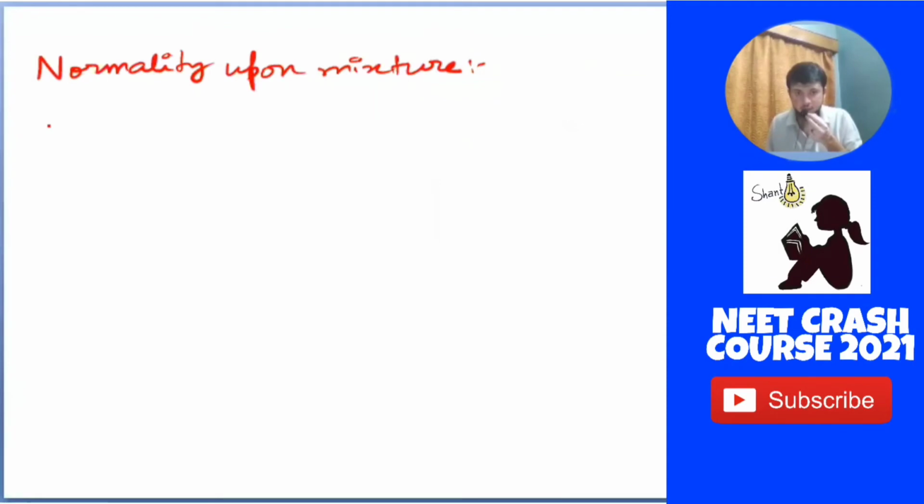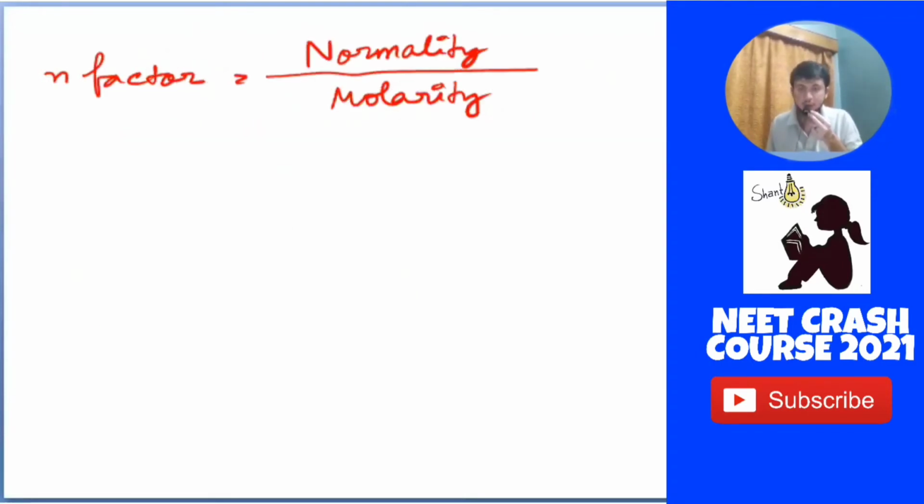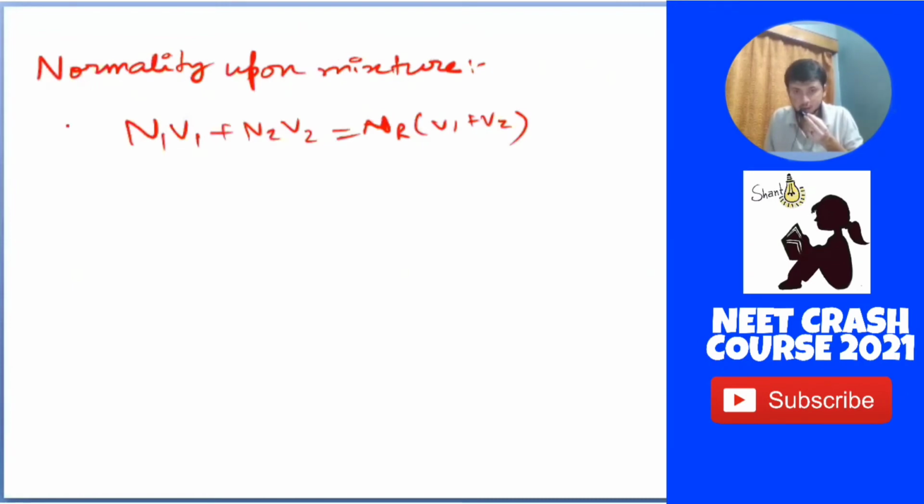So let us see the normality upon mixture. It is the same as our molarity, but one thing is different here, that we will discuss. Here one thing comes into play, that is our n factor. So n factor is normality by molarity. Now what is this n factor? We will see it elaborately in the normality upon mixture.